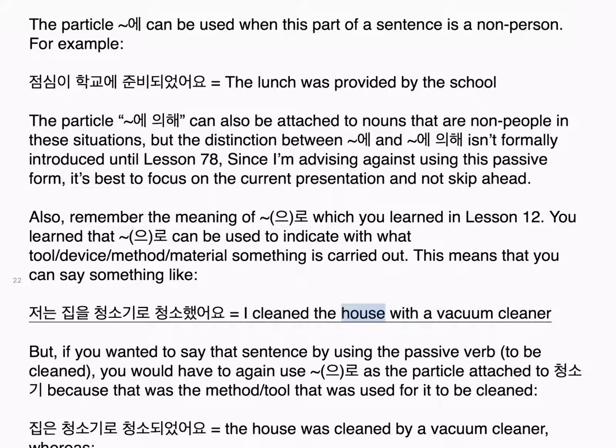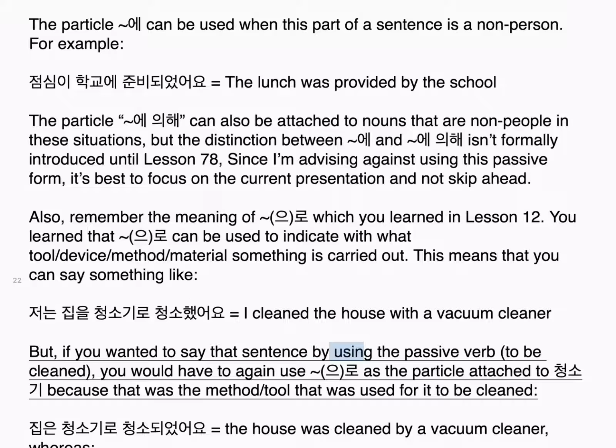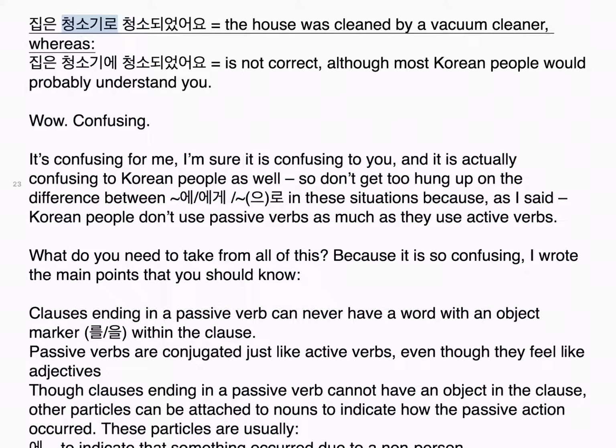I cleaned the house with a vacuum cleaner. But if you wanted to say that sentence by using the passive verb, to be cleaned, you would have to again use 으로 as the particle attached to 청소기, because that was the method or tool that was used for it to be cleaned. 집은 청소기로 청소되었어요. The house was cleaned by a vacuum cleaner, whereas 집은 청소기에 청소되었어요 is not correct, although most Korean people would probably understand you.